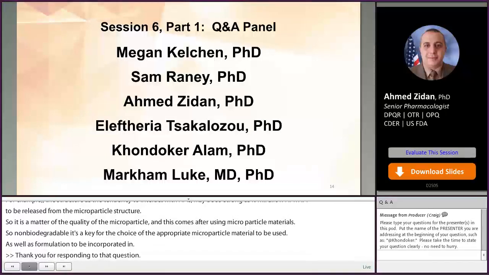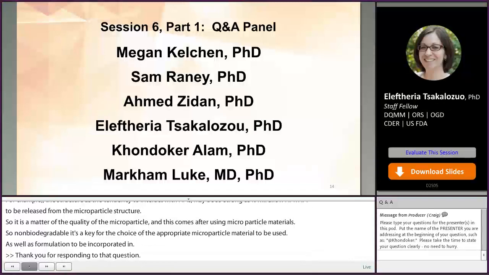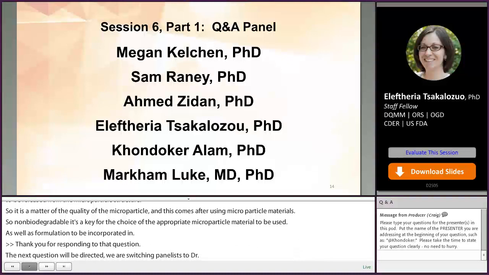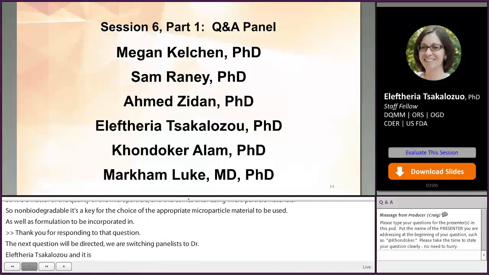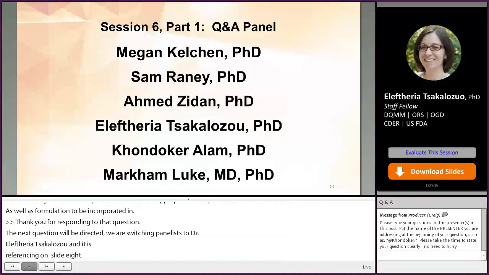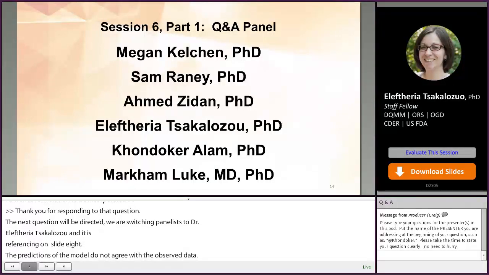Eleftheria Tsakalozou, and it's referencing slide 8, the predictions of the model do not agree with the observed data. How can this pass validation criteria? If they do, what are the validation criteria that would accept such large differences?